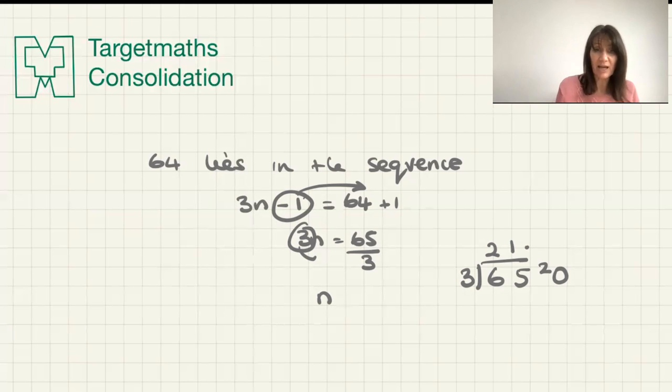No. Okay, so 3n. Does 64 lie on the sequence? No. And I've got enough working out to clearly show my examiner I know the answer is no. And he would be happy. I would get 4 marks for that.